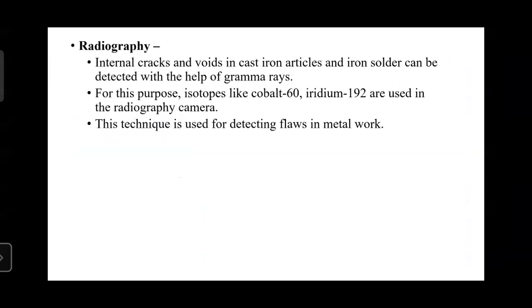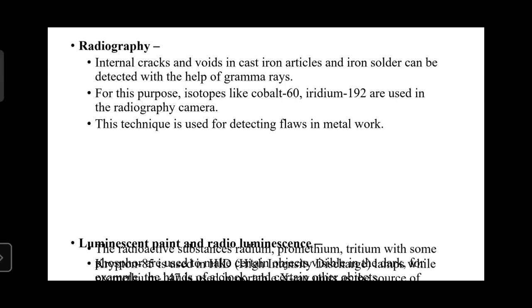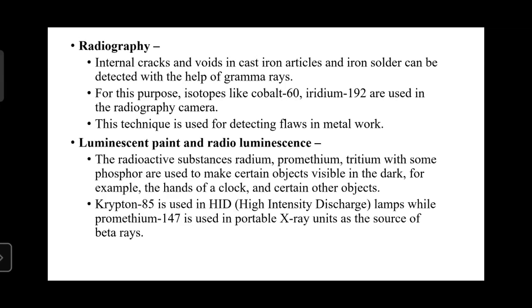Radiography: internal cracks in iron articles can be detected with the help of gamma rays. For this purpose, cobalt-60 and iridium-192 are used in the radiography camera. This technique is also used for detecting flaws in metalwork.